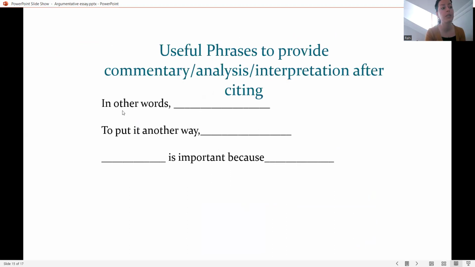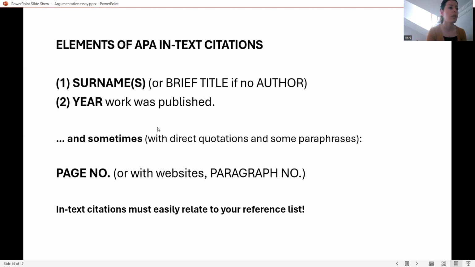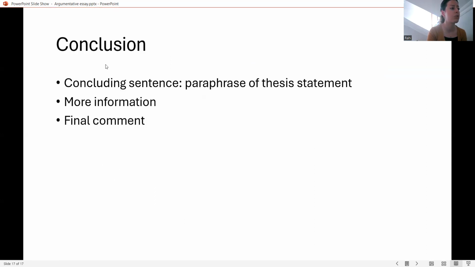And for interpretation, at the end of the citation, you should say what you understood from the citation. For example, you can say, in other words, then you say whatever you understood. Or to put it another way, or this is important because, so you just say what you understood. And how you cite, as I said, you use a surname and then the year, and that's it. We don't use page numbers for A2 students.